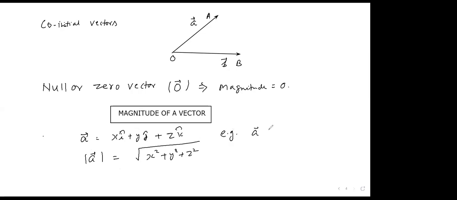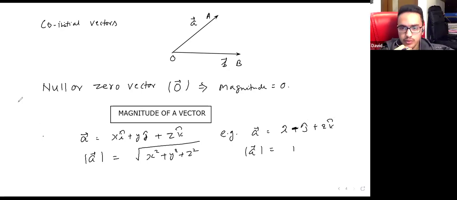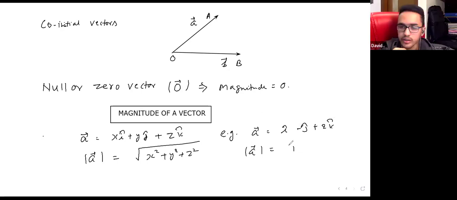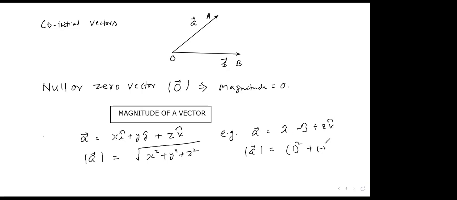Suppose we have A vector equals i cap plus j cap plus 2k cap. So magnitude of A will be, let's take minus over here, 1 minus 1 plus 2. Minus actually doesn't affect the result. That's why I have taken minus. 1 square plus minus 1 square plus 2 square. So it becomes 1 plus 1 plus 4, that is square root of 6. So this is the magnitude of vector A.